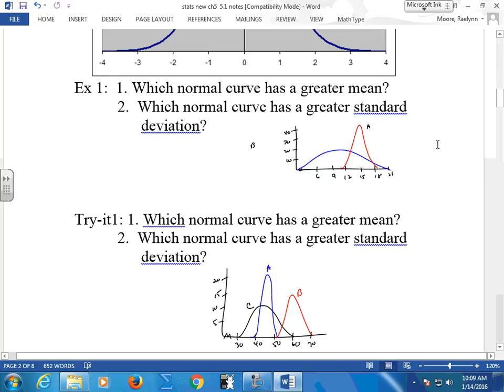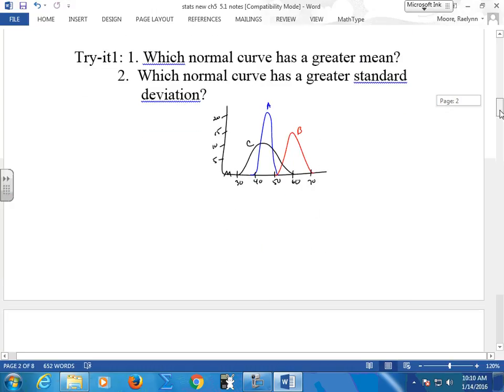It says, is that what you have? It says which curve has a greater standard deviation. I'm on page 235. Remember what we talked about with standard deviation? If the curve is more spread out, it has a greater standard deviation, right? It's further away from the mean. So which curve? Curve A is the red, curve B is the blue. Which has a greater standard deviation? B. This one is closer to the mean. They're both bell-shaped, but this one is closer to the mean.